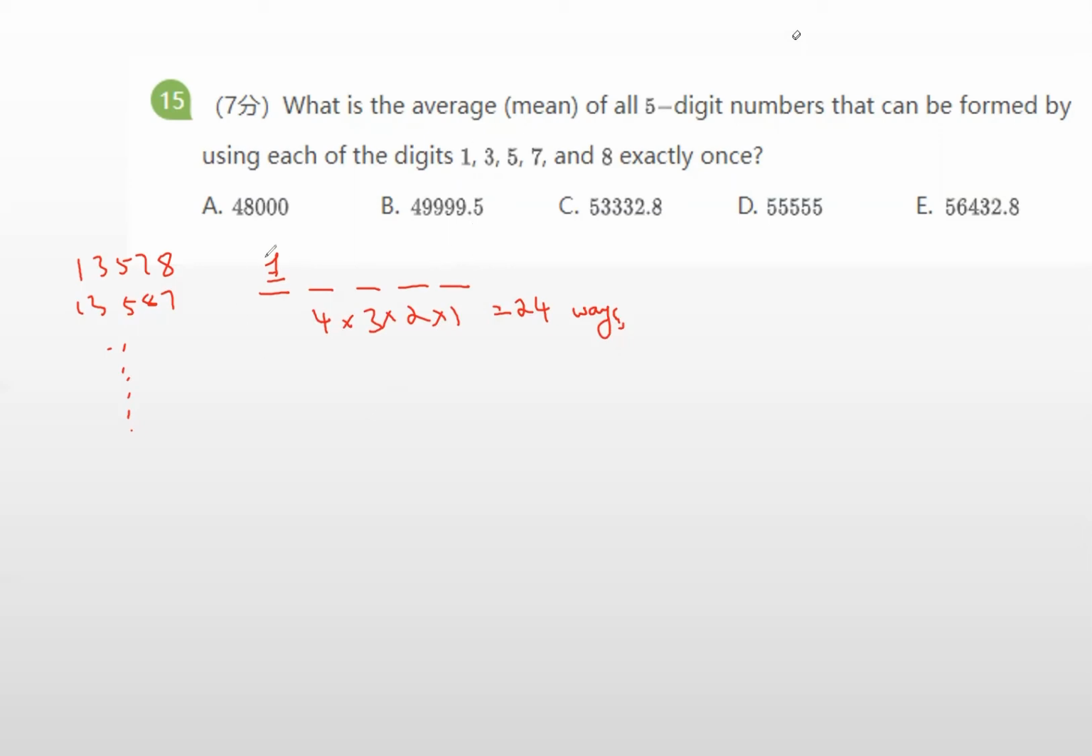So let's think about just one of the places. Here we can have 1 plus 3 plus 5 plus 7 plus 8. We know each will happen 24 times in each place. And what we do here is, it happens on all the digits, on all the places, right? So not just the first place, it happens 24 times on the second digit, third digit, fourth digit, and unit digit as well. So 24 times 11111.